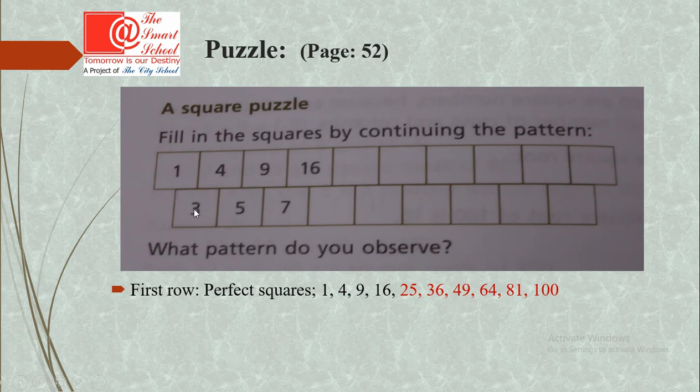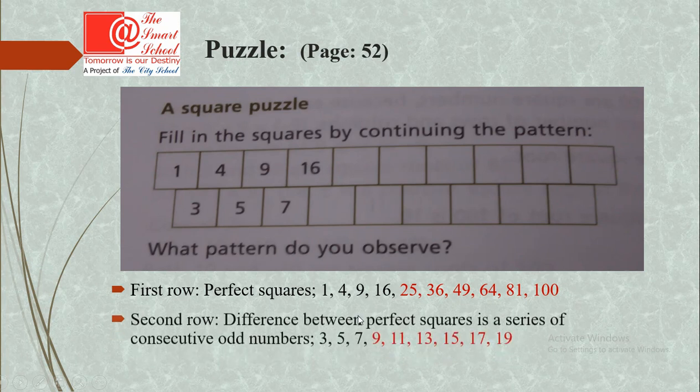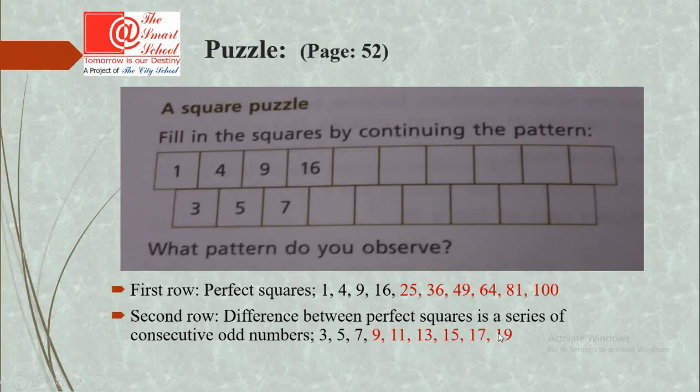Now the next row, they have 3, 5, 7. Which type of numbers are these? Yes, these are odd numbers. So what could be the next number? Could be 9. But how did we get it? What is the relation between the first row and second row? You can see and find it. So 4 minus 1 is 3, 9 minus 4 is 5, 16 minus 9 is 7, and what will come over here? 25, and 25 minus 16 will be 9, and so on. So the numbers will be 9, 11, 13, 15, 17 and 19. So you can understand this. This is a very interesting rule, and we can use this as a puzzle.